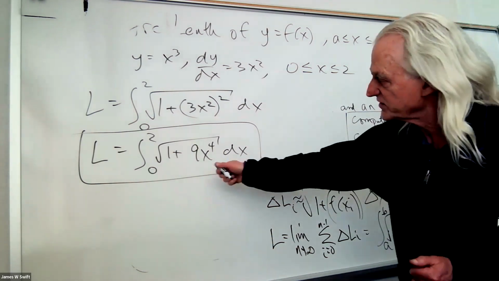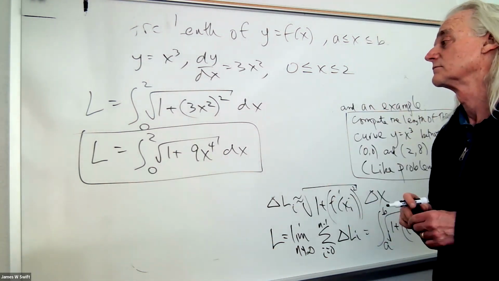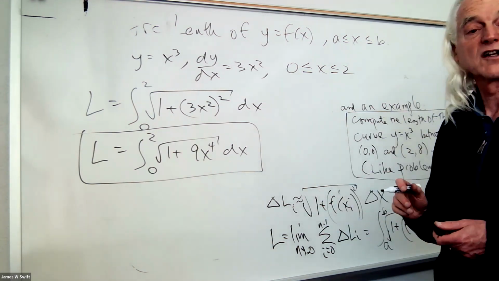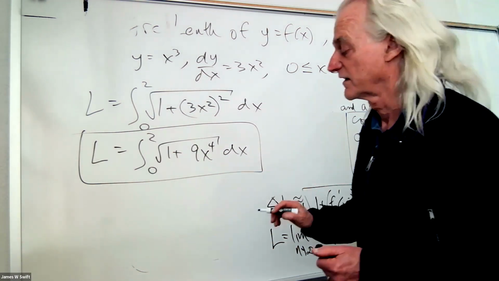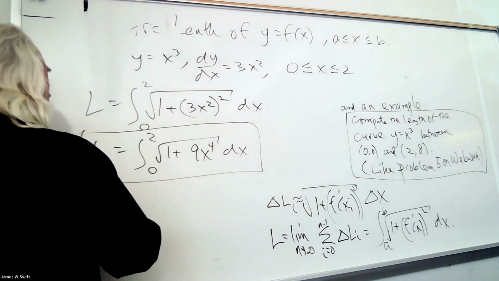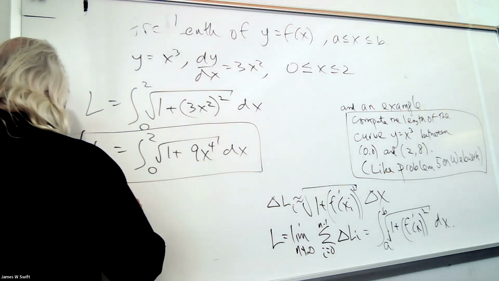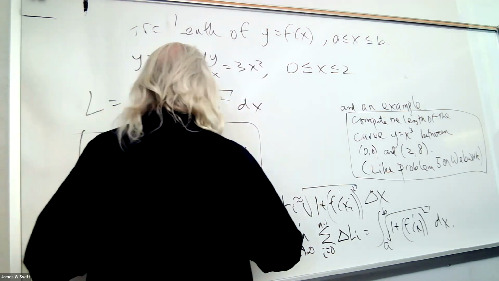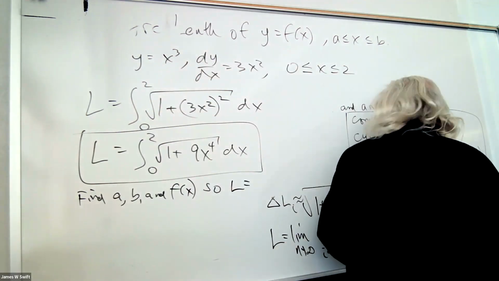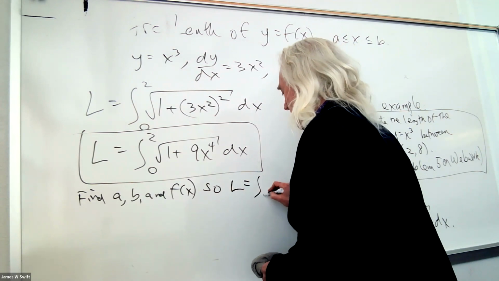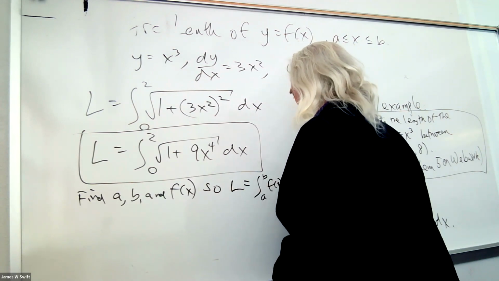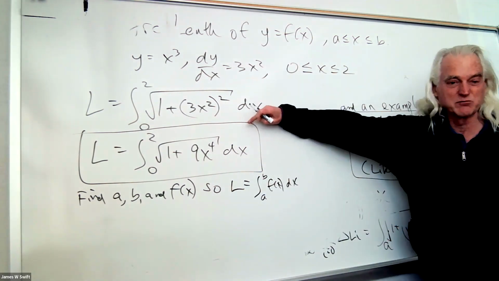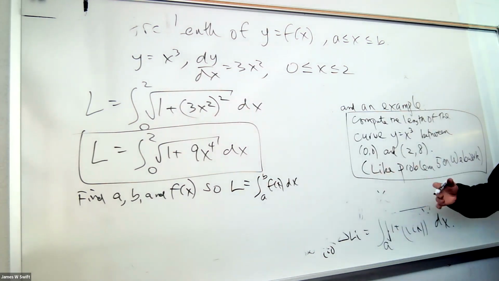And frequently, as in this case, I can't do that integral. It's not an elementary integral. It might be, but I don't know how. So what they're saying is, find A, B, and f of x, so that L is the integral from A to B of f of x dx. That's what this WeBWorK problem asks, because WeBWorK doesn't have any way to input the integral symbol. So basically that's what they're asking.